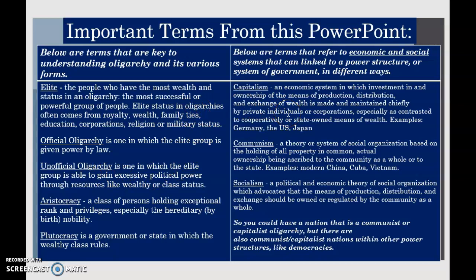On the right, these are terms that refer to economic and social systems, which can be linked to a power structure or government in different ways. So you could have a nation that's communist or a capitalist oligarchy, but there are also communist and capitalist nations within other power structures like democracies. So they come in all shapes and forms. And hopefully some of the videos will help you clear that up, and the slides for the extension, as I was mentioning.